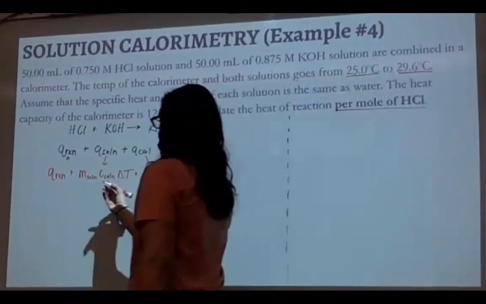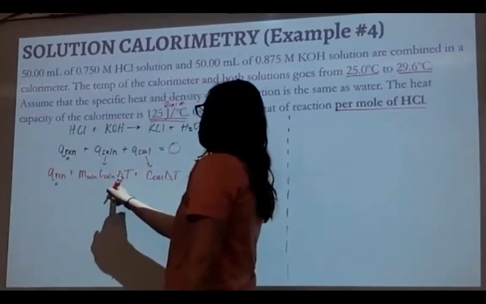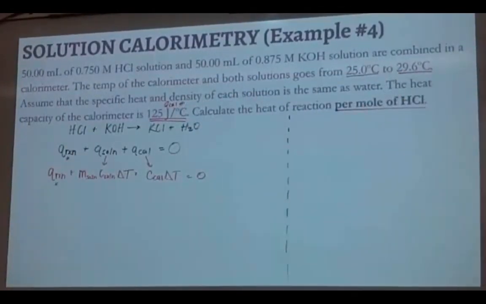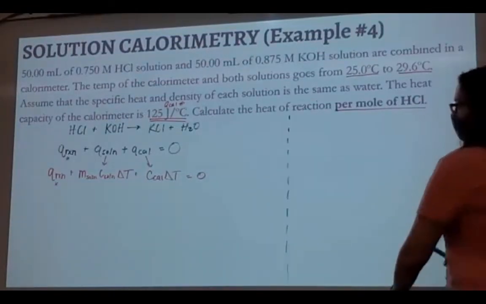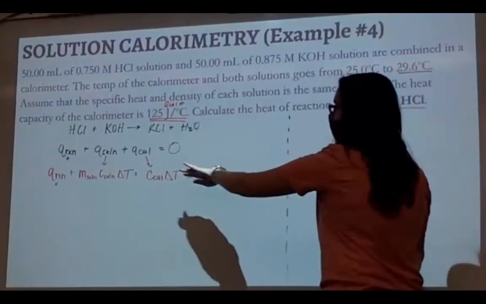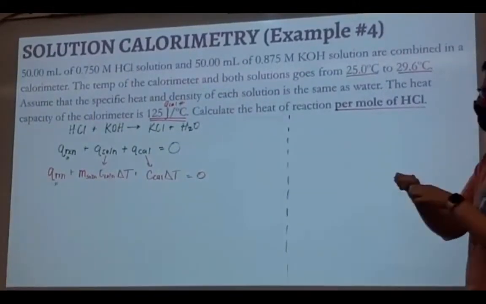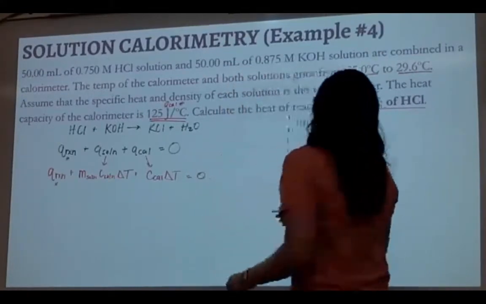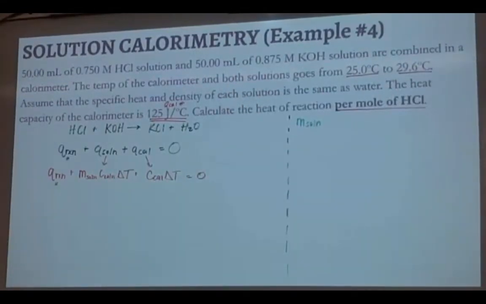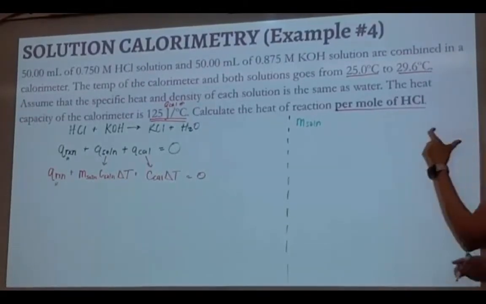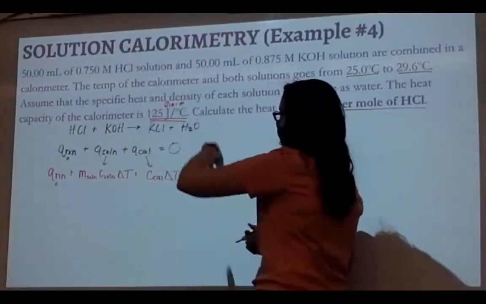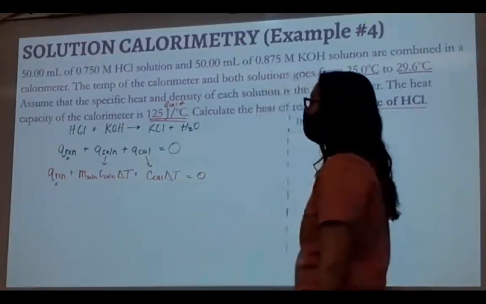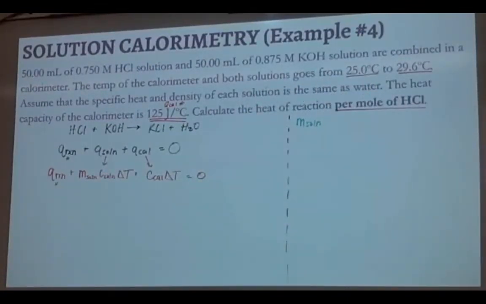So again, I'm solving for Q reaction. I need to plug in information for every other variable. So this is why over here off to the side, I'm going to show how to calculate these. To calculate the mass of the solution, they give us some important information. They tell us that the specific heat is the same as water, so that's going to be useful for C. But then they tell us the density of each solution is the same as water. Density lets us go between mass and volume.